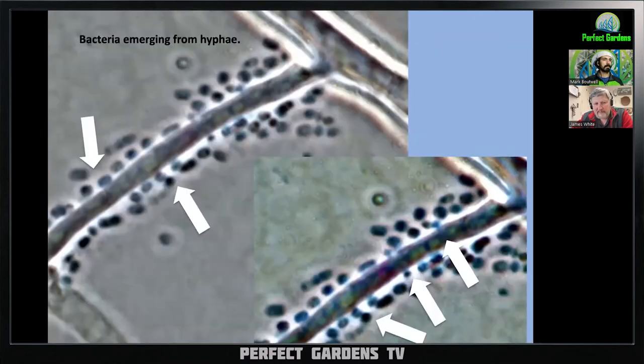That's a close-up of it. Over here is a close-up, and actually will show. They were actually inside. You can see where the hypha wall is broken a little bit, and you see a bit of a bacterium came out, and you see the bacteria now reforming right there as they come out.